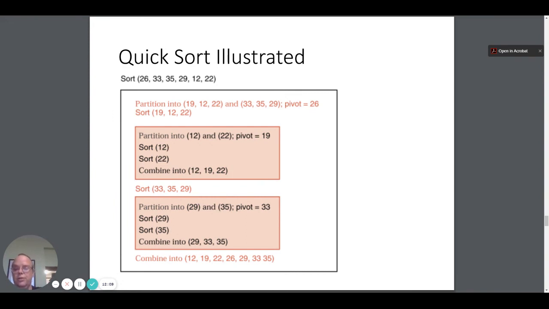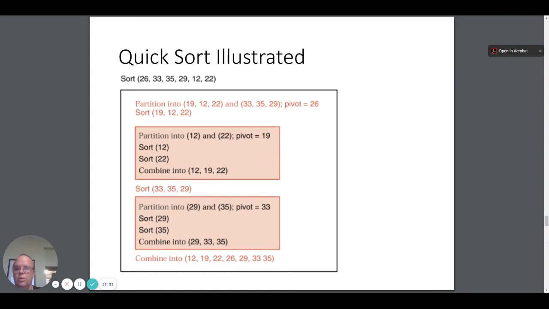We pick 33 as our pivot. 29 goes to the left. 35 goes to the right. We combine back into 29, 33, and 35. And then we would combine the two lists, the 12, 19, 22, 29, 33, and 35, with the initial pivot of 26. And we have our sorted list.